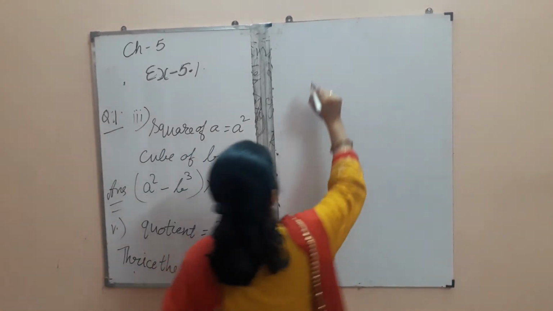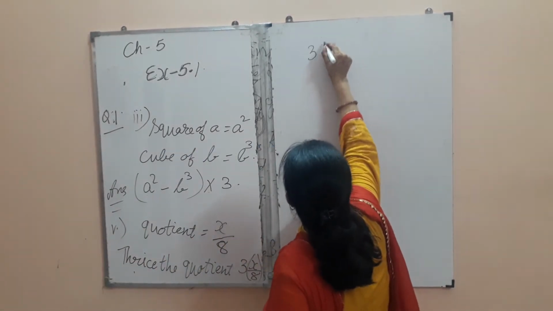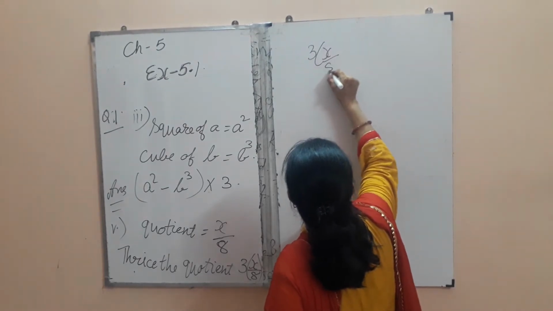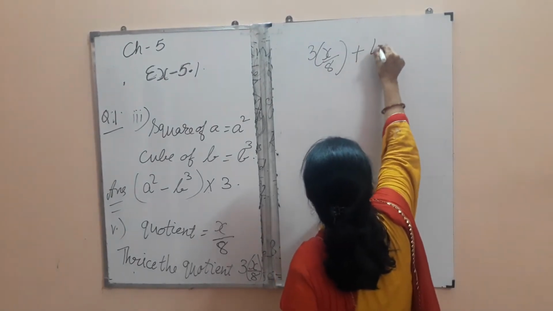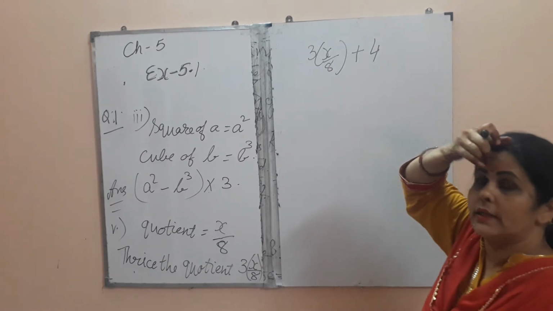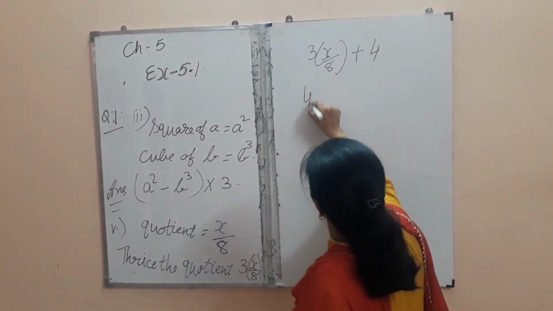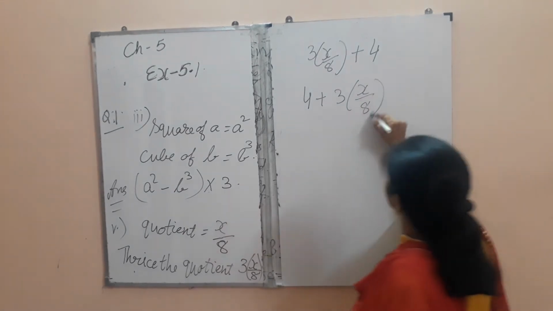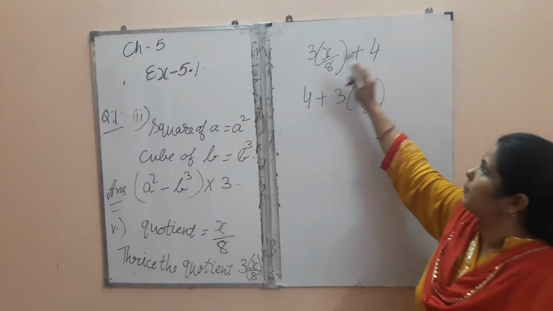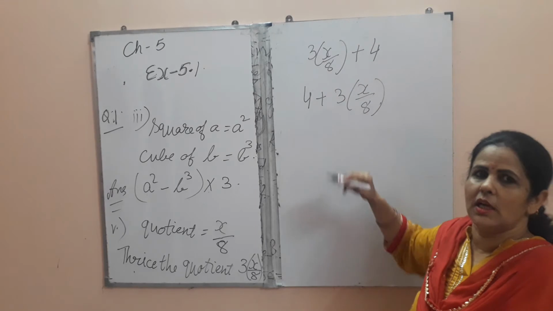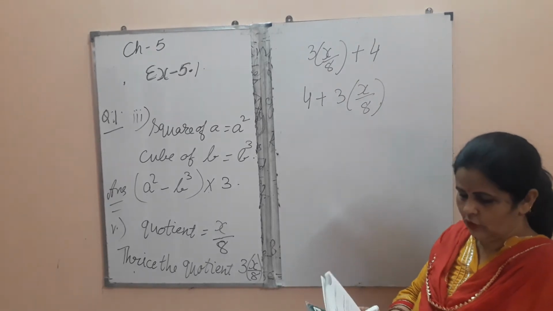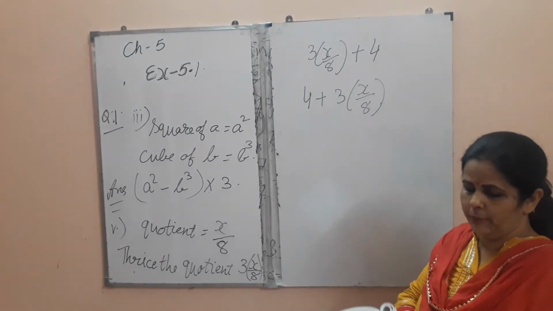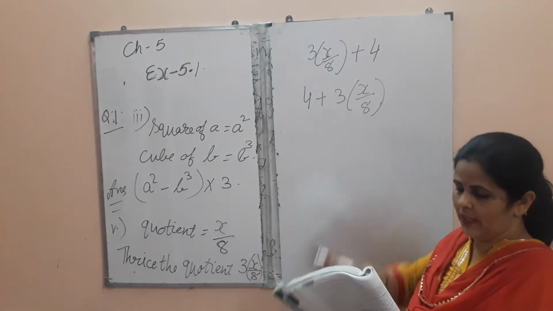Added to 4. So 3x upon 8 added to 4. Understood? Or you can write it like this also, 4 plus 3x upon 8. According to the commutative property, in addition you can change the places also. So in exercise number 5.1, question number 1, 2 parts I have done.